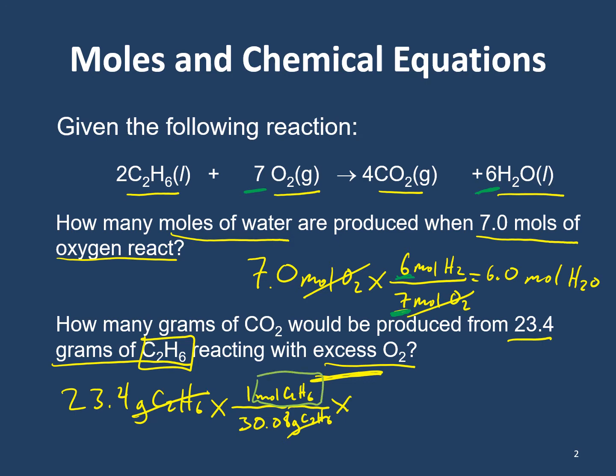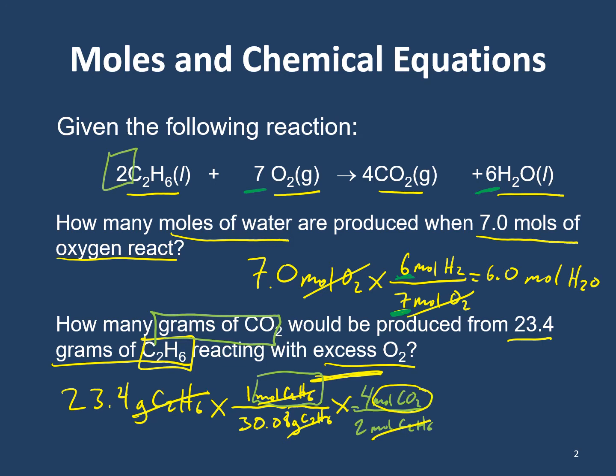Now what do I want? I want grams of CO2. Well, first I need to get moles of CO2, so let's do our mole ratio. We know that 2 moles of C2H6, again getting that from the balanced chemical equation, goes to 4 moles of CO2. Now you can reduce this fraction if you want to, it's not really that important. So if we look at this again, our moles of C2H6 have canceled. Now we're in moles of CO2.